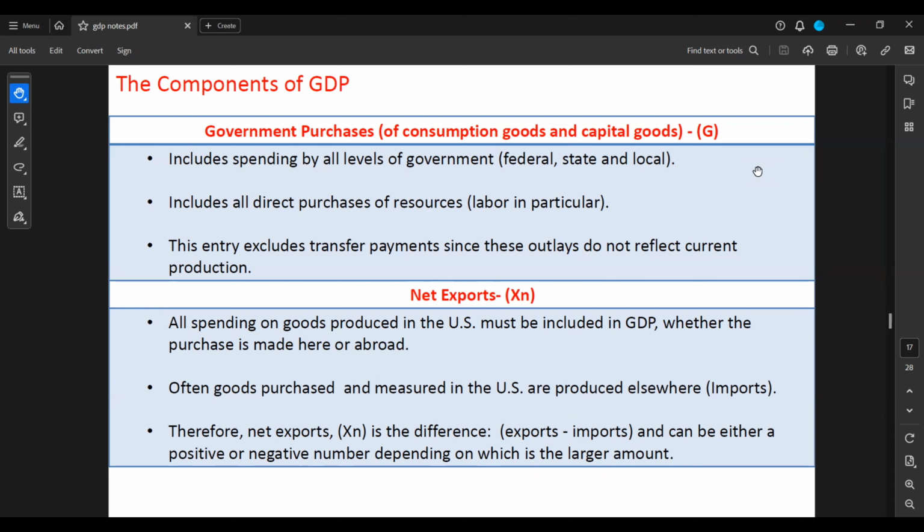Then we have net exports. All spending on goods produced in the US must be included in GDP, whether the purchase is made here or abroad. Often, goods produced and measured in the US are produced elsewhere, which are inputs. Therefore, net exports is a difference between exports minus imports and can be either a positive or negative number depending on which is the larger amount.